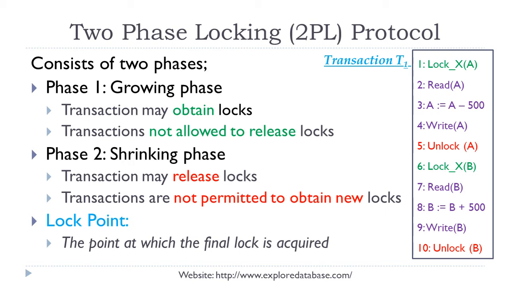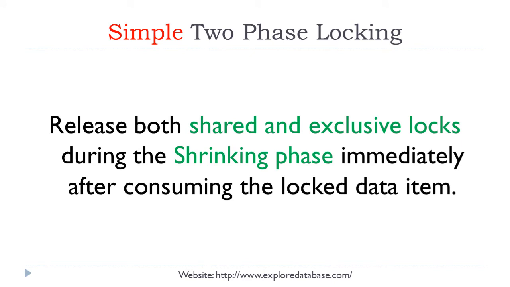During the shrinking phase, we can execute some of the operations that are part of a given transaction, and we are permitted to perform unlock operations. No new lock request can be generated during this phase. We have three different versions of two-phase locking. The basic one is simple two-phase locking, where we release both shared and exclusive locks during the shrinking phase immediately after consuming the locked data item.